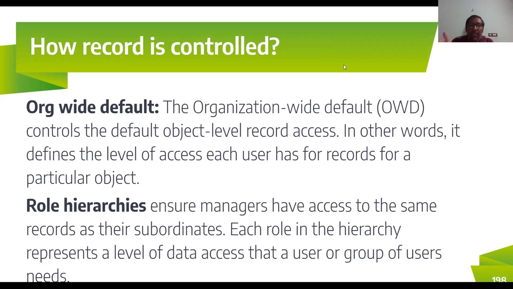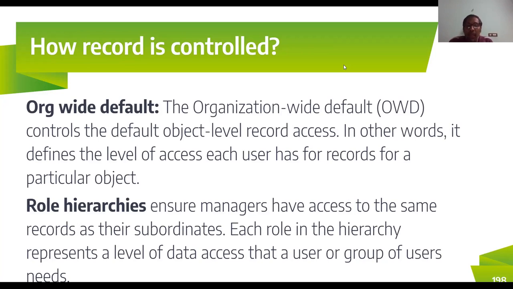So who can access, right? Each user has access to a record for a particular object. It talks about the level of access, whether it's going to be senior level or junior level, and how the records are accessed accordingly, right? So it talks about all these things.